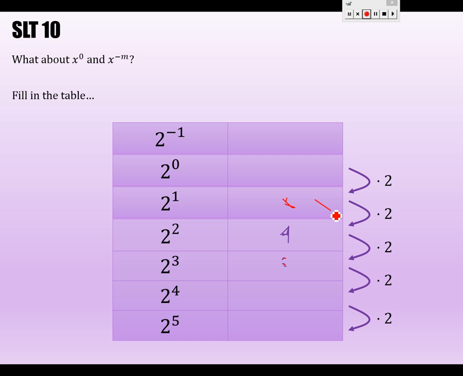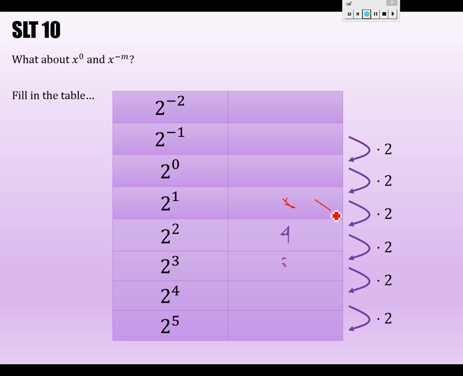1 over 2. We need something that, when we multiply it by 2, gives us 1, right? So I think 1 half will do it, won't it? Yeah. What about 2 to the negative 2nd? 1 fourth. We need something that, when we multiply it by 2, times 2 as we come down, gives us 1 half. So I think, does this in general make sense?